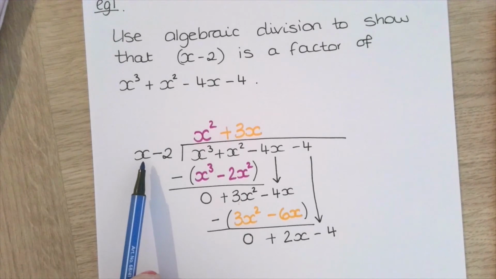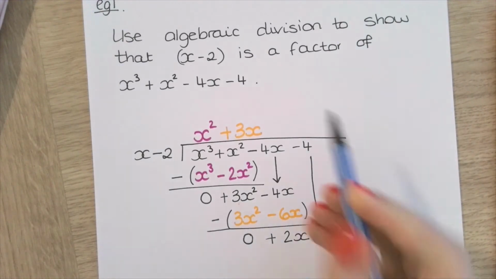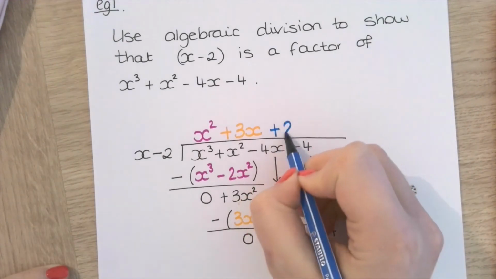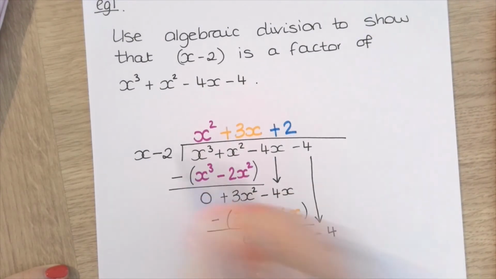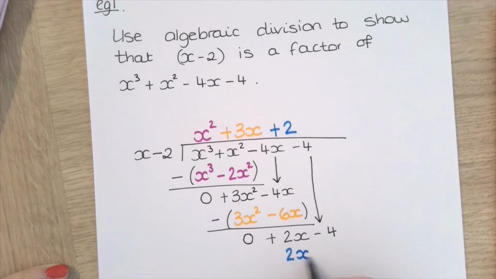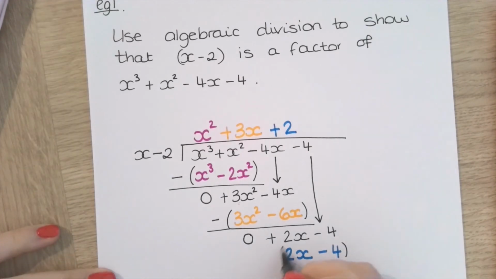Finally, 2x divided by x, or what do I times x by to get me 2x? That's going to be plus 2. 2 times both of these, so 2 times x is 2x. 2 times negative 2 is negative 4. And finally, I then subtract that.